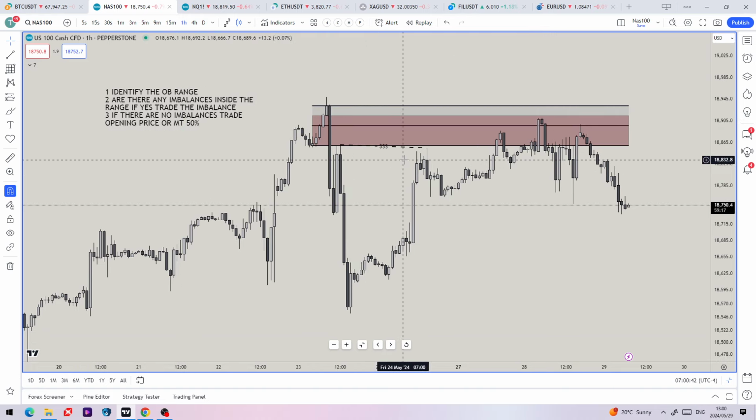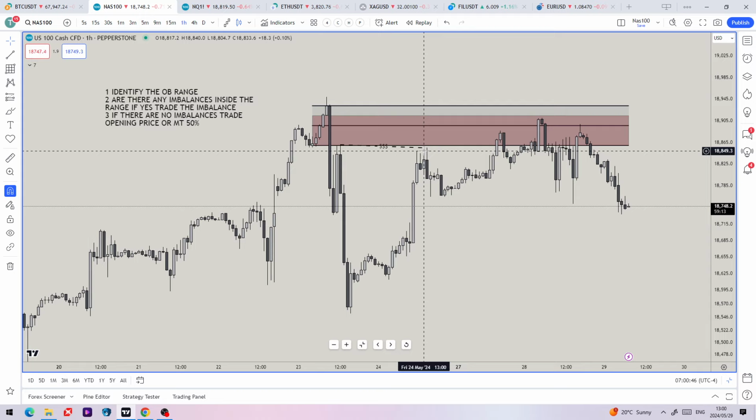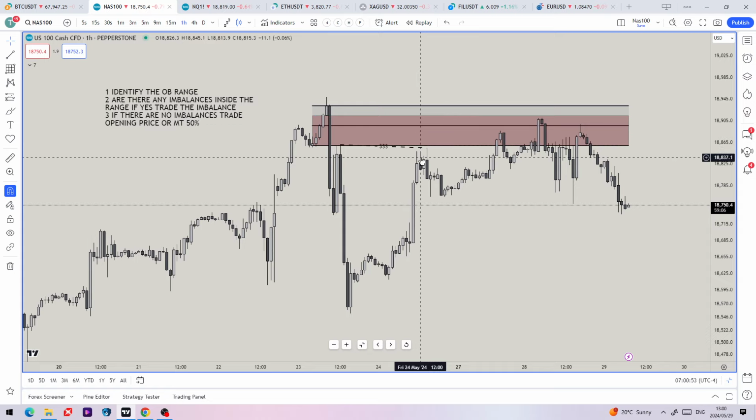So this is the core understanding of order block and order block ranges, and we will get more into market structure and how we use these order block ranges going forward.